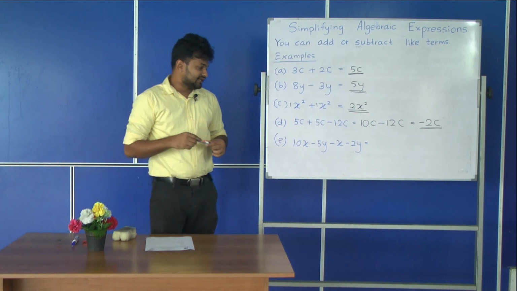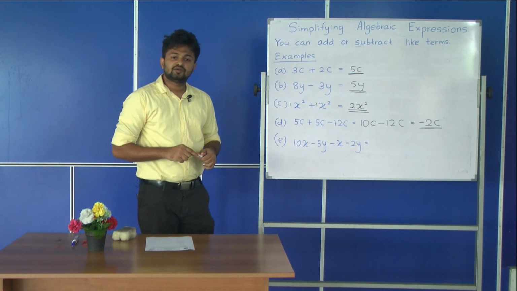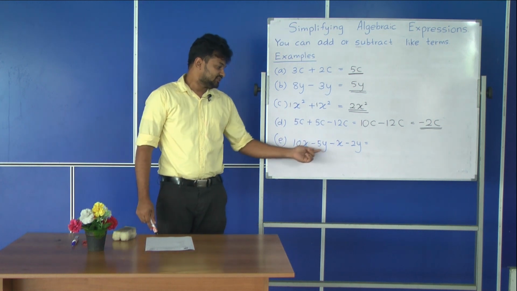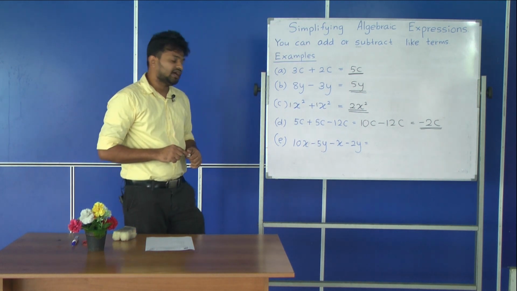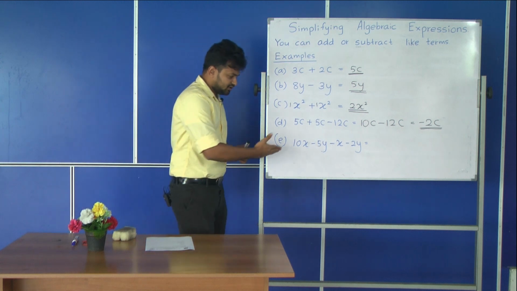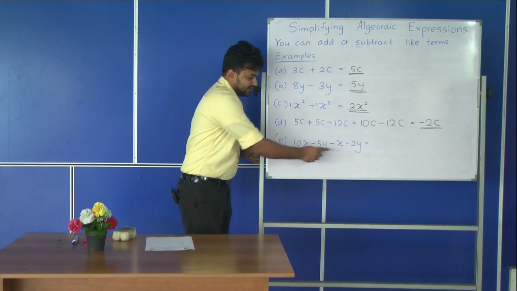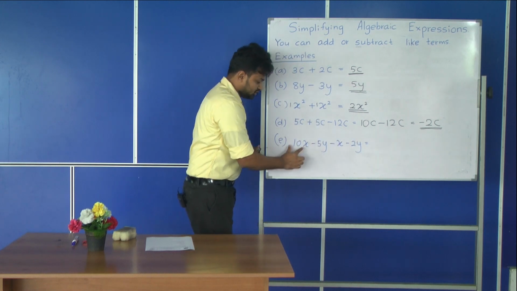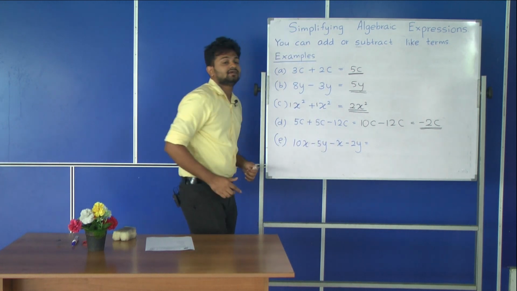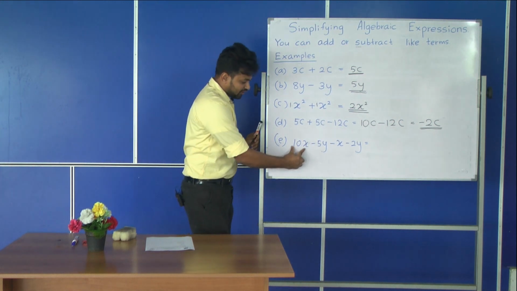Okay, the last example is a good one because you have two different terms here, that is x terms and y terms. So when you have two different terms also, you don't have to worry. First of all, identify what are like terms. Now here you have 10x, here you have another x, and here you have 5y, here you have another 2y. So these x letters are taken as like terms separately. So you can subtract that.